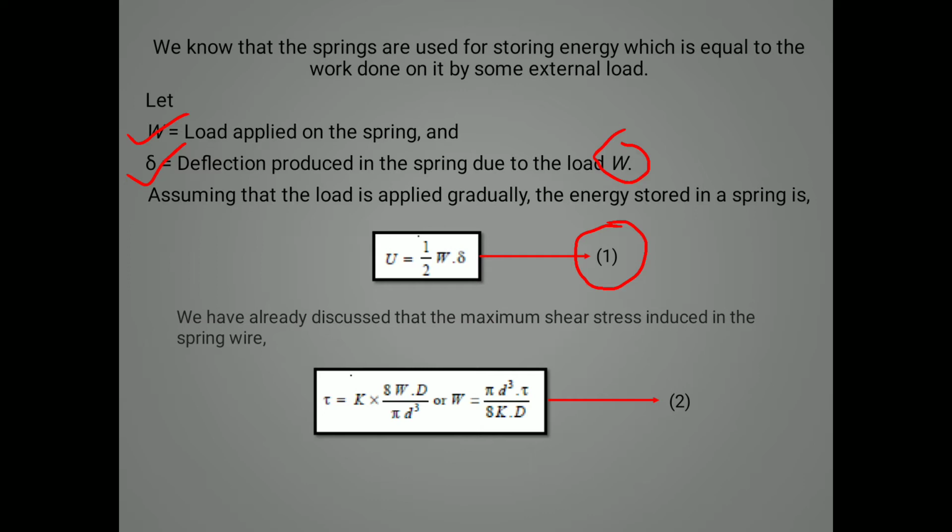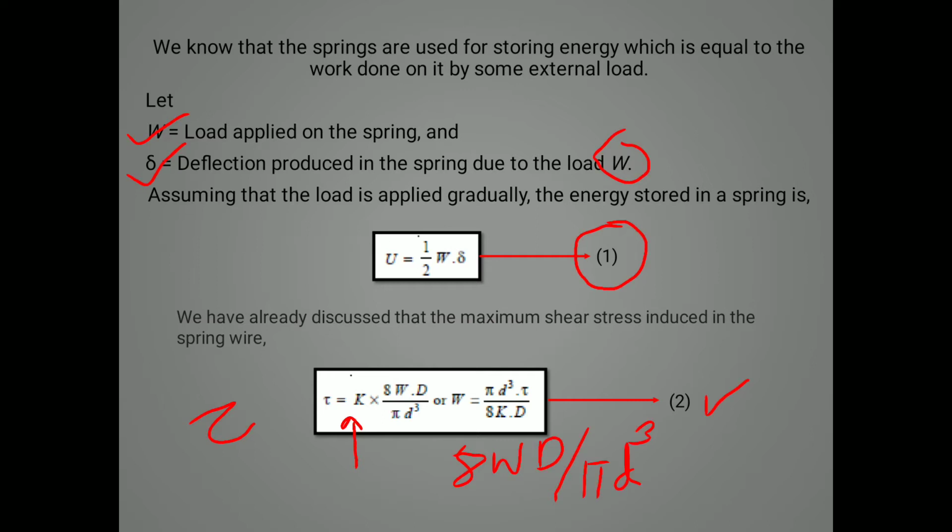We have already discussed that the maximum shear stress induced in the spring is tau. The formula is tau equal to K, the Wahl's correction factor, into 8 W D by pi d cube, or we can say W is equal to pi d cube into tau upon 8 K D. We give it as equation number 2.